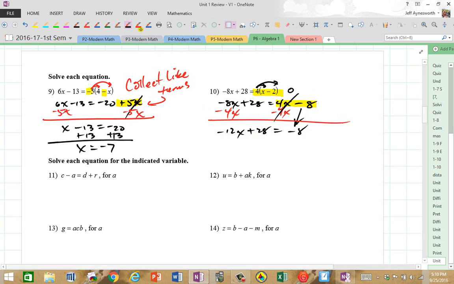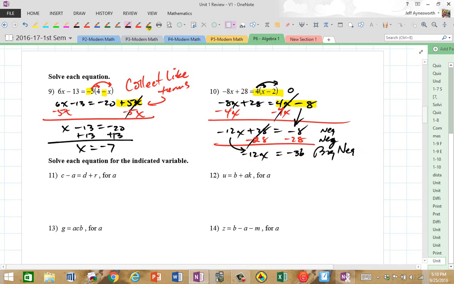Add the opposite again. Oops, I'm sorry. That was not correct. Add the opposite. Opposite of a positive 28 is a negative 28. Be careful there. So we get negative 12x is equal to, a negative plus a negative is a bigger negative. You take a negative here and a negative here, you get a big negative here. Okay, that's a negative 36.